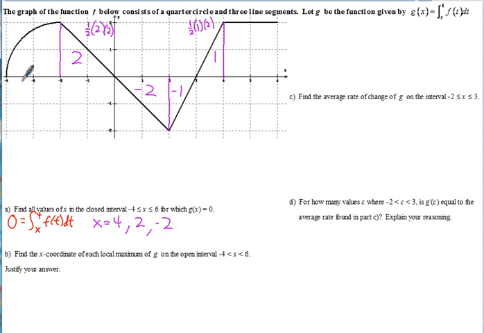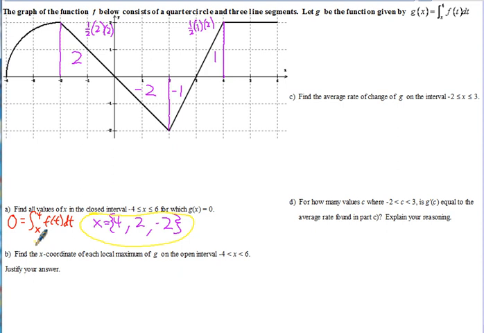We work back here, that's the only time where the area is below the x-axis. Above the x-axis we don't cancel. So there's 3 answers: 4, 2, and negative 2. So it's just a matter of understanding this definite integral again represents the area under the curve.